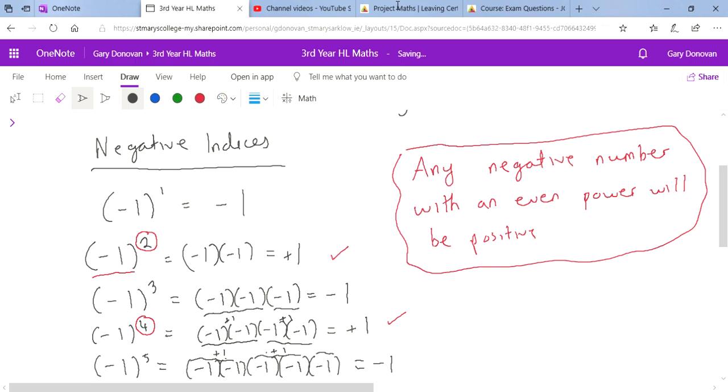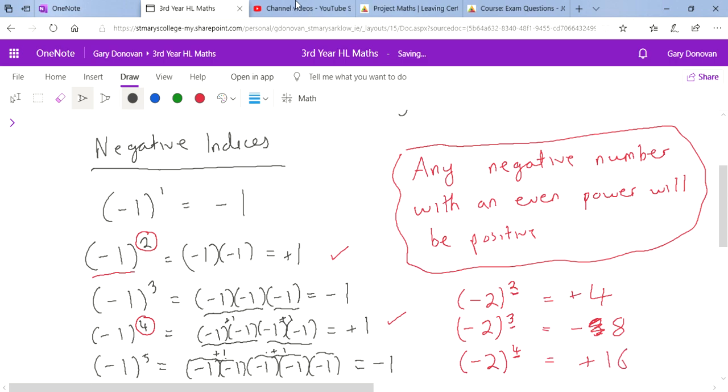So an example might be minus 2 squared. Well, that's an even indice, so we're going to get a positive answer. So 2 squared is 4, minus 2 squared will also be 4. Minus 2 cubed, well, that doesn't have an even indice, that's an odd number. 3 is an odd number, so that's going to give us a negative answer. So it's going to be minus, and 2 cubed is 2 times 2 times 2, which is 8. Minus 2 to the power of 4, we have an even power again, so that's going to give us a positive answer. And then 2 to the power of 4 is 16.